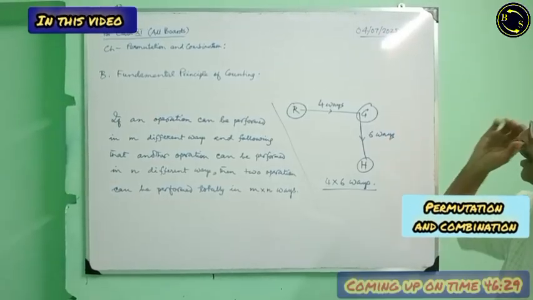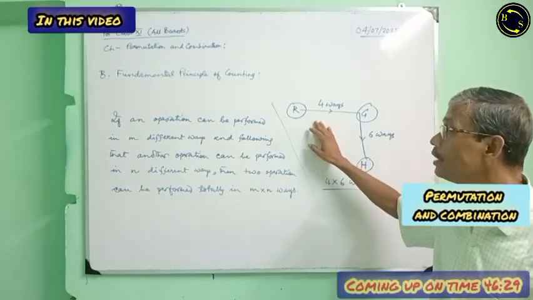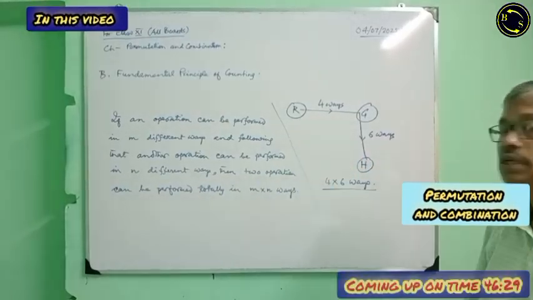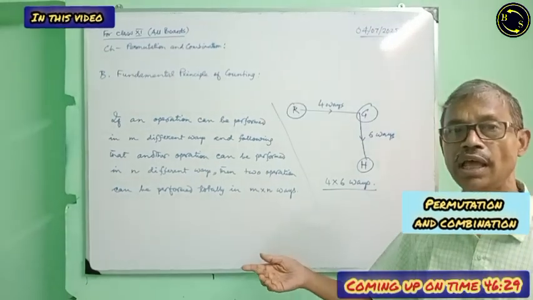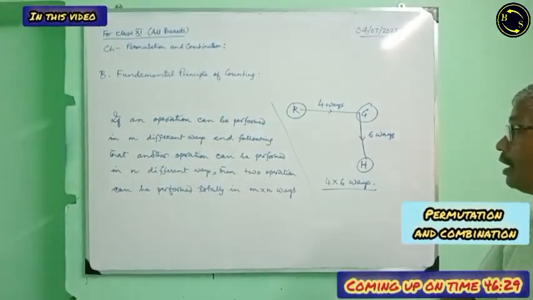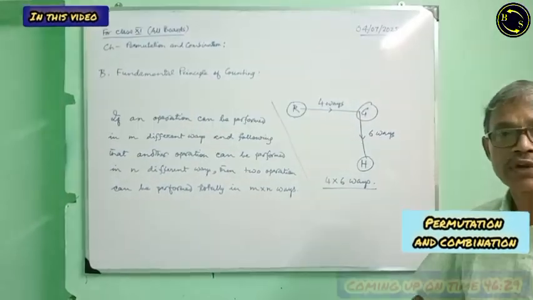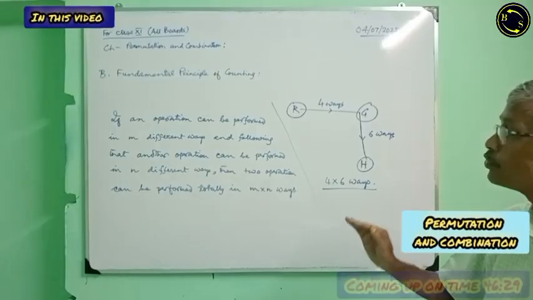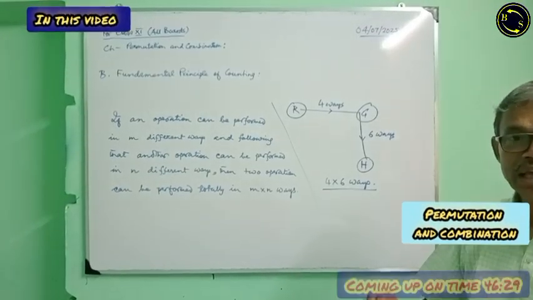The second one is connected with the first one. Then if the first operation can be performed in m different ways, and following that the other operation can be performed in n different ways, then those two operations can be performed totally m into n ways.